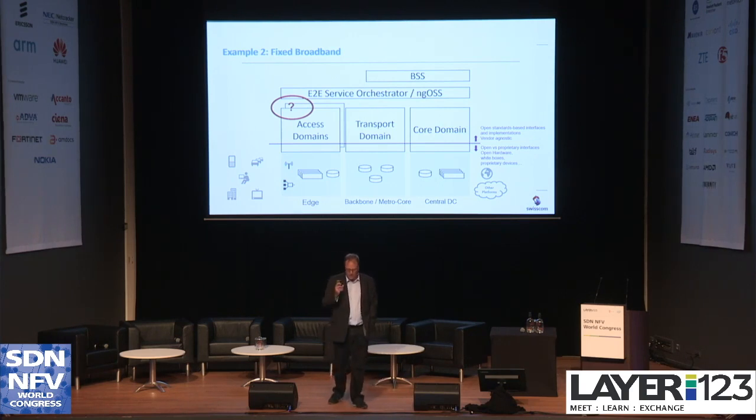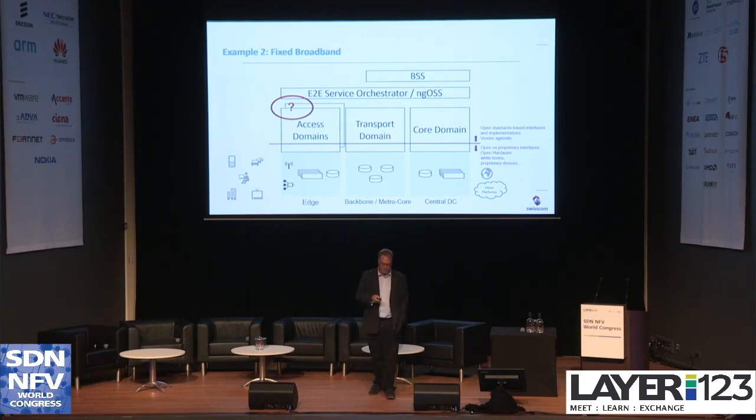Today in the core domain, it's a no-brainer that you have all types of NFVs. You have a transport network domain. Questions what you do there. And in that particular project, we are actually looking into what's the sort of interface between an end-to-end service orchestrator and the access domain. In that particular case, the broadband access domain.